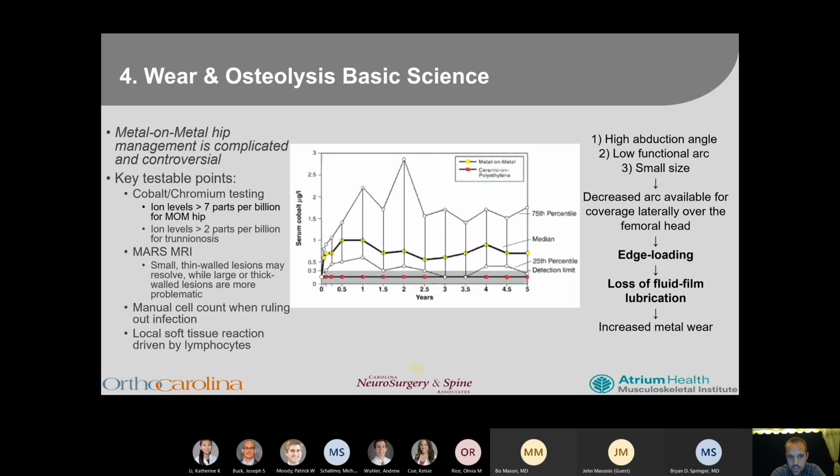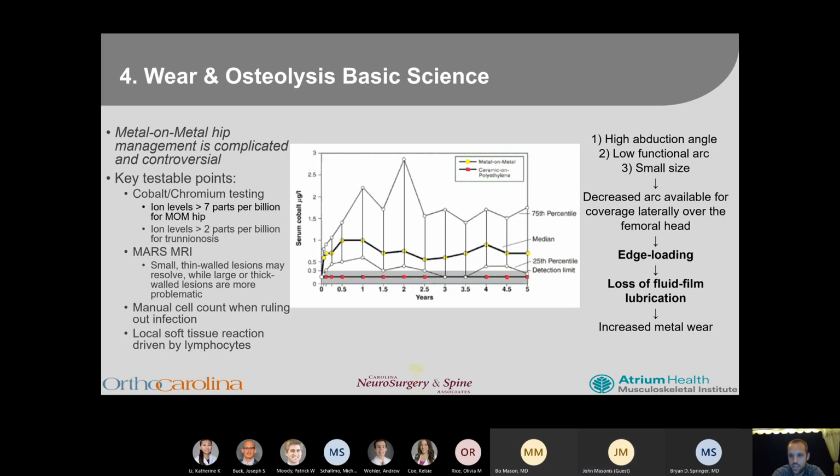And then if you're going to do an MRI, it has to be a metal subtraction sequence, which is called a MARS MRI. And what you're looking for on that is what's called a pseudotumor, with small thin-walled lesions possibly resolving and possibly being appropriate for observation, but larger thick-walled lesions being more problematic.